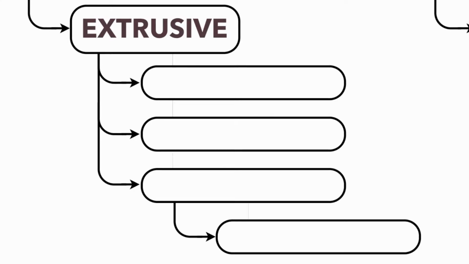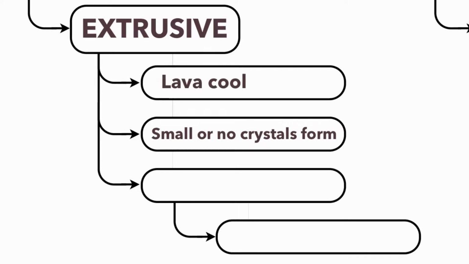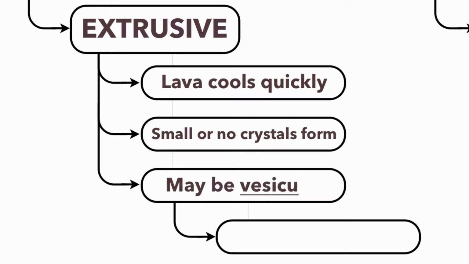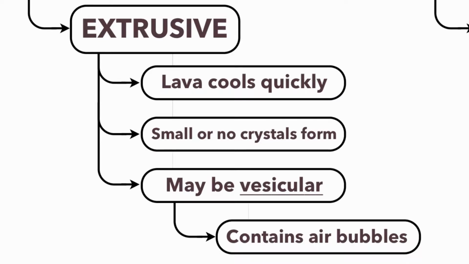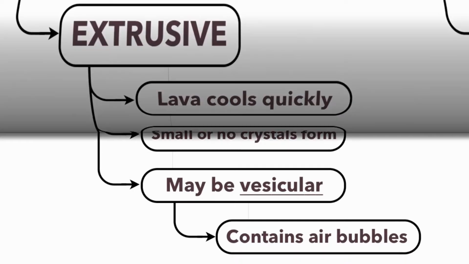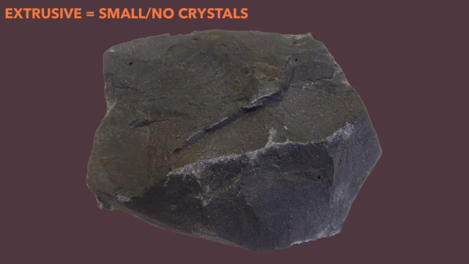Instead of forming deep underground and cooling slowly from magma, these form on the surface because they cool really quickly from lava. You're going to get small or no crystals at all, and as a result they may even have air bubbles trapped inside, which is something we call vesicular. So again, extrusive rocks form on the surface very quickly, and so you get very small and maybe even no crystals, and they may have air bubbles trapped inside.